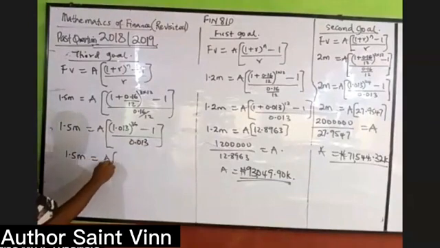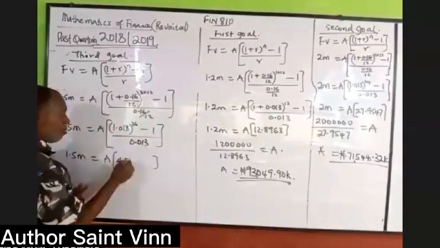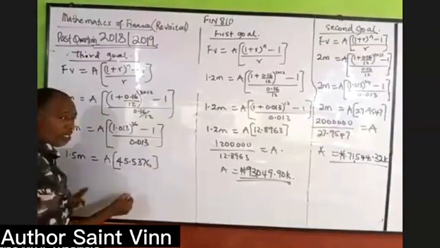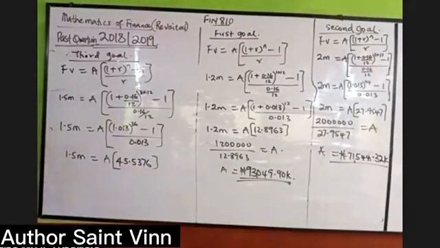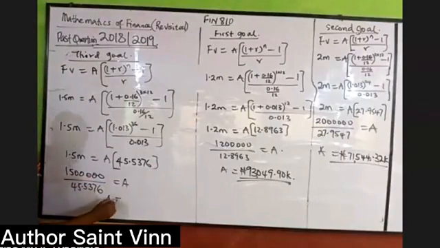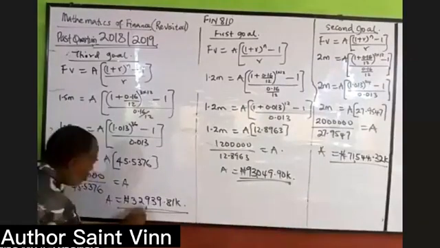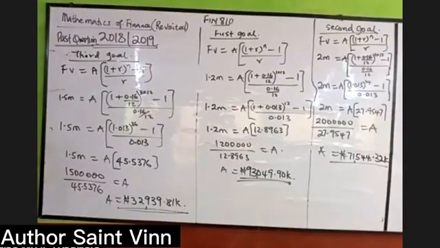Please check, and help us check before we put it down. 45.5376. How much? 45.5376. So we have this divided by 45.5376 equal to A. Our amount that she has is 32,939.81. Good. So that's what she has to be depositing. She says it's a lot of money, but it never reaches 200,000.